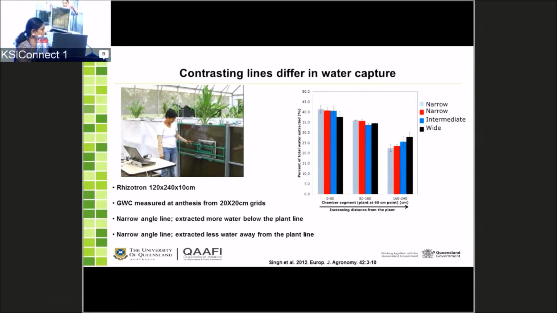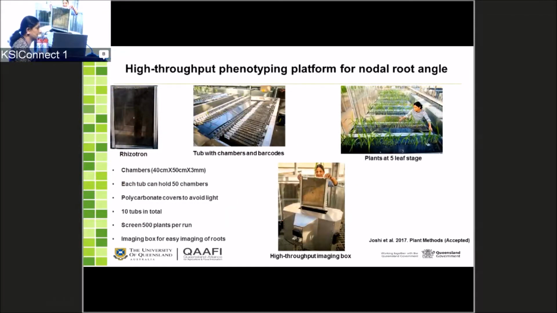So knowing the importance of nodal root angle at seedling stage and its influence on water extraction pattern, we designed this new phenotyping platform. This platform has small, again, rhizotrons. We hold these chambers in large steel tubs. Each of these tubs can hold around 50 of these chambers. We have 10 of these tubs, so we can screen around 500 lines in one run. We also have an imaging box, and we can image all these 500 lines in a day.